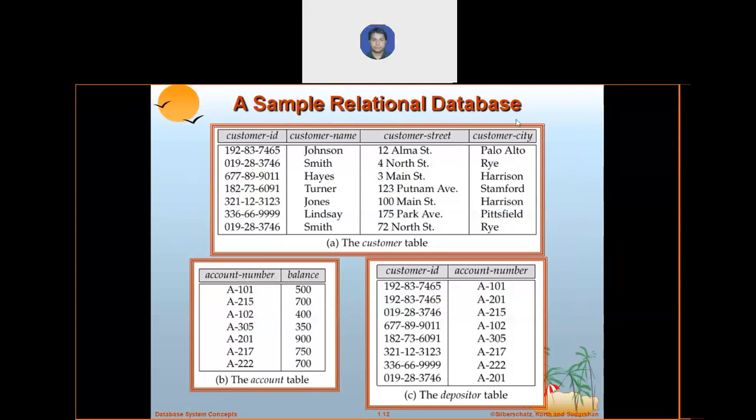This is a sample relational database. You can see there are 3 different tables, and each table has its own structure. The first table is the customer table, which stores the information of customers. The second table is the account table, which stores the account number and the account balance. The third table is the depositor table, with the customer ID and the account number. So in this format we store the data, and it is called the relational data model. The relational data model is nothing but storing the data in the form of tables.